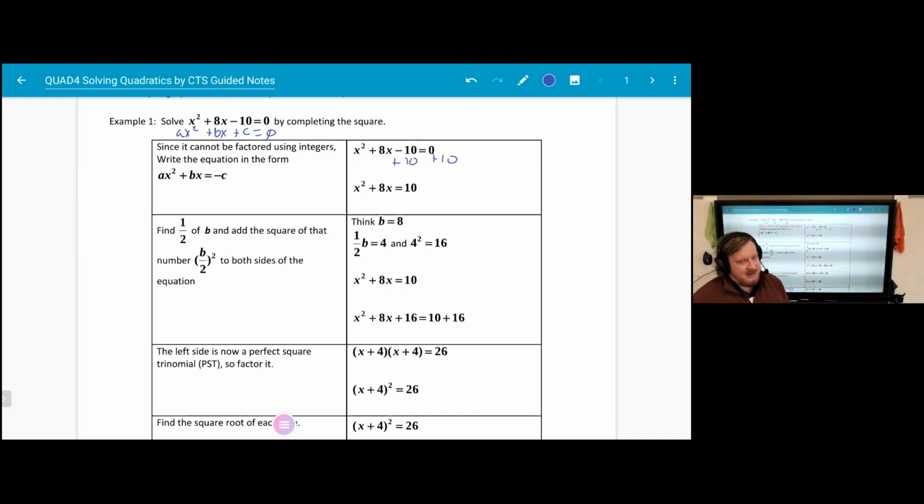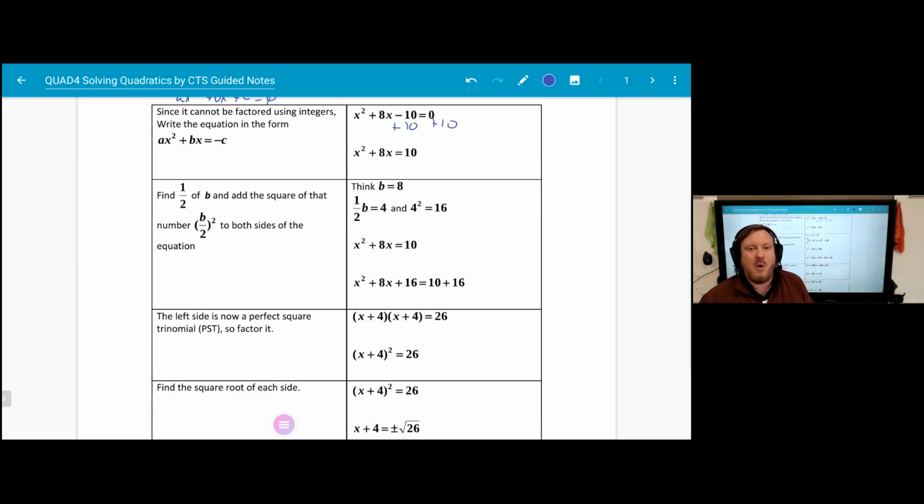Now you're saying, Mr. Brayman, this isn't going to work, right? I could take the greatest common factor out of these two terms, but that doesn't work because it's not the zero product property. Well, you're right. Just hang on though, okay? We're going to turn this into a perfect square. We take the b value, the number multiplying x, and divide it by 2. We get 4. Then we square that value: b divided by 2 is 4, and 4 squared gives us 16.